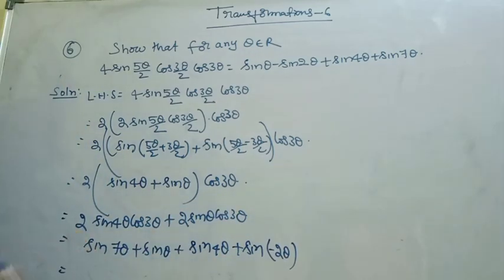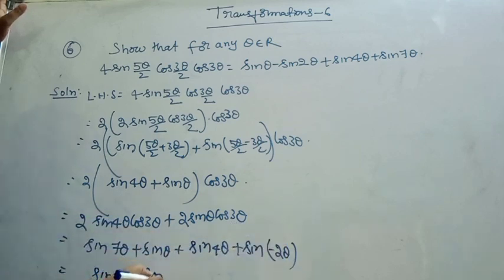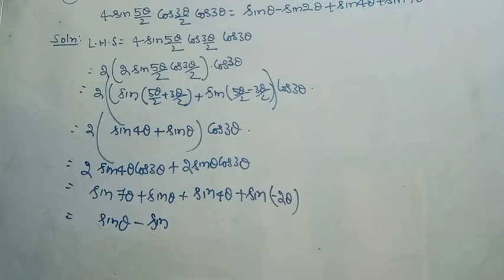Therefore, let us write this in the proper format that they have given. Sin theta, and sin of minus 2 theta is nothing but minus sin 2 theta. This is now sin of minus 2 theta, right?